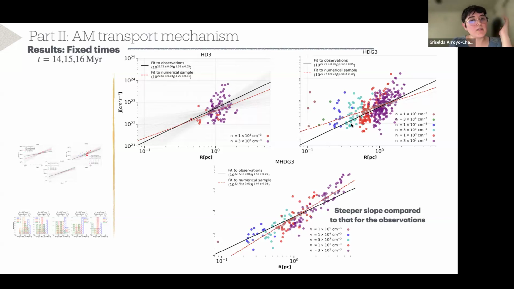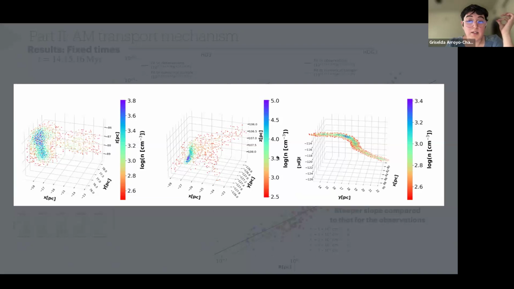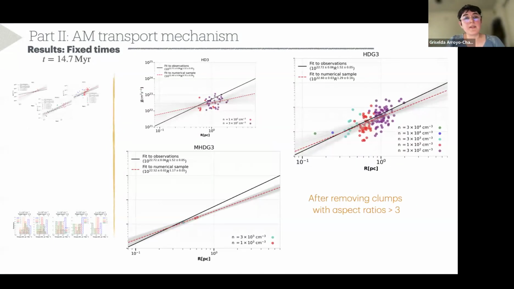When I looked at my simulations, I saw a lot of elongated structures, a lot of filaments actually. So when I looked at my clumps one by one, seeing their evolution and what they're doing, I realized that some of them are actually elongated. So I decided to reduce my sample. Here's an example of one of the clumps. They have a denser, collapsing region and some filamentary structure. So what I did was reduce my sample, conserving only those structures that have aspect ratios below 3. I'm removing the elongated structures with aspect ratio larger than 3, and again plotting the J-R relation.